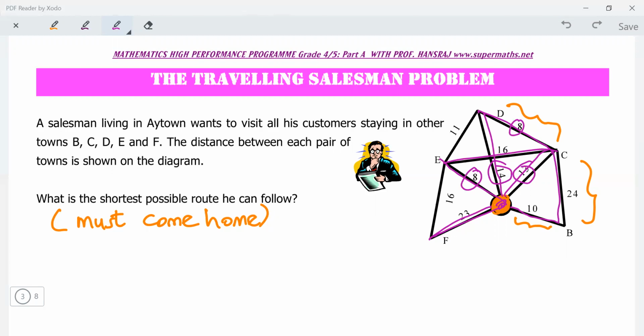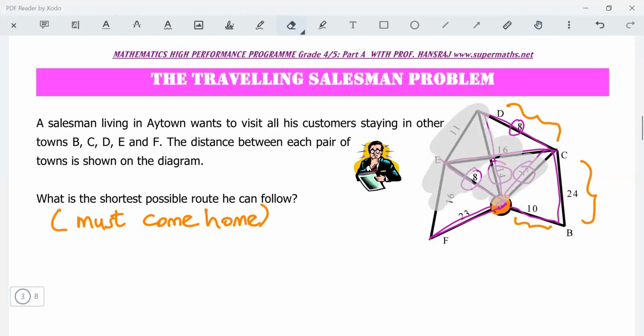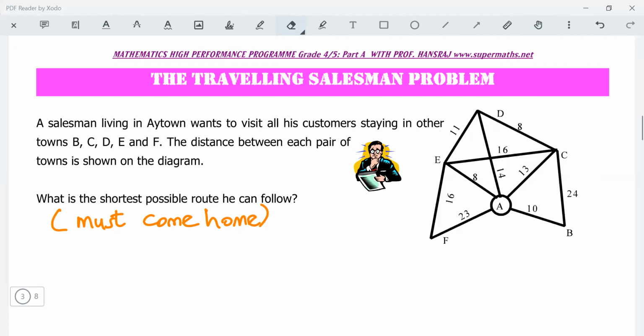Now, can you find a route that should be followed which will help the salesman to cover all his clients, come back to his hometown, but cover the shortest possible distance? So can you add up the distances each time and see what's the best possible route you can come up with? Okay, so you can try, experiment with many different options.